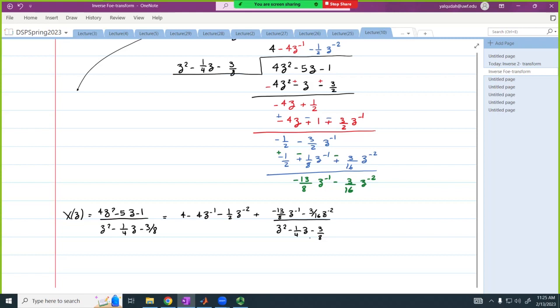Okay. So if this is what x of z is equal to, how do I get x of n from this expression? Inverse Laplace. I can just read it from these terms, isn't it? What is x of n equal to?